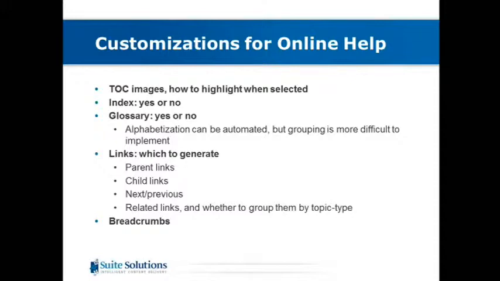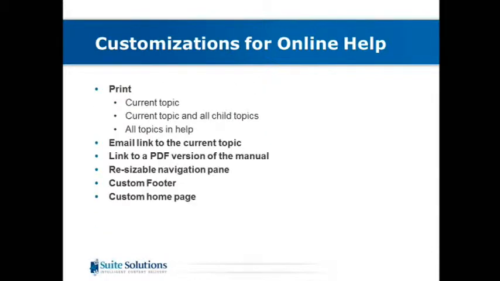Breadcrumbs: these are things that you want to think about how you want to customize. Don't assume that once you choose a web help platform, a lot of this will be out of the box. You really need to think about how you want each thing to be laid out. Other types of features that are available these days: printing the current topic, emailing a link of the current topic, creating a link to the PDF version of the manual, resizing the navigation pane, custom footers, custom home pages. These are things that you want to think about for customizing your online help.